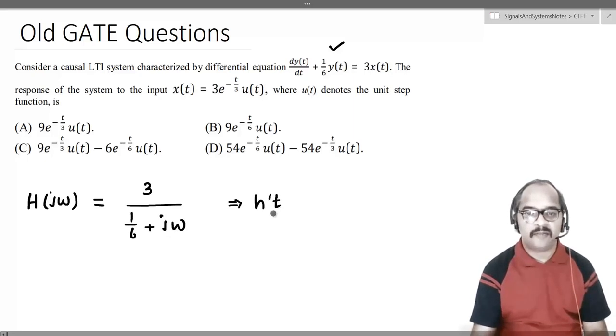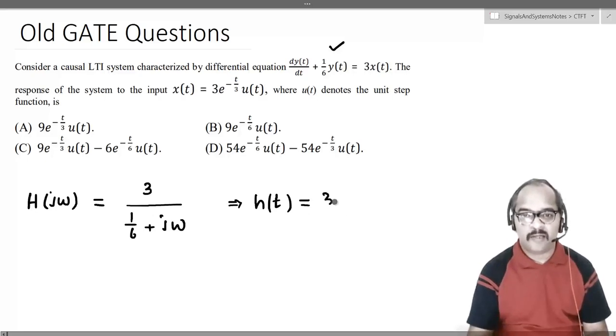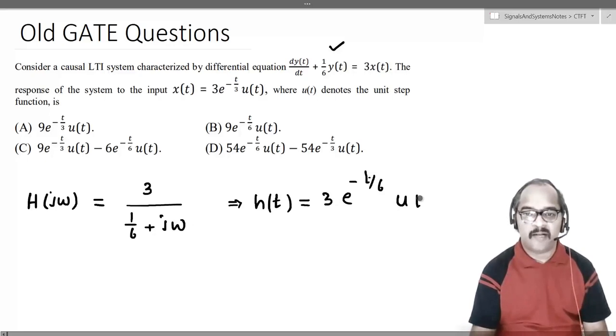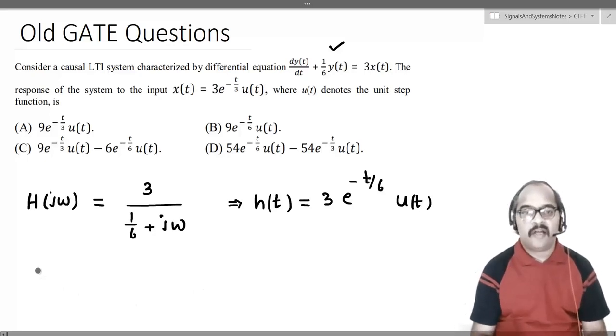Sorry, this is the frequency response. So what is the impulse response here? That should be 3 times e power minus t by 6 u of t. So that is 3 times e power minus t by 6 u of t. That is h of t.